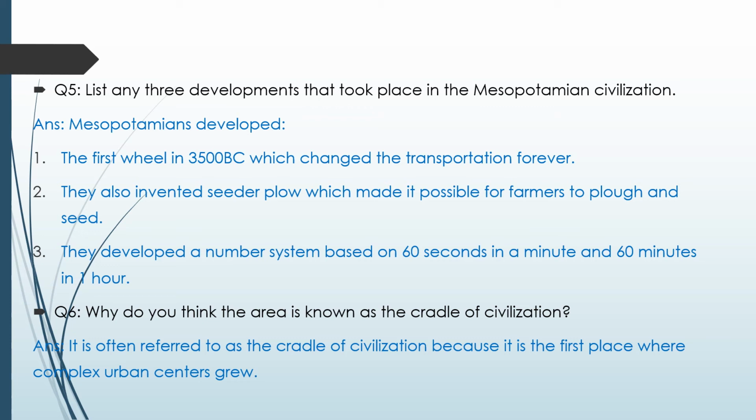Number 2, they also invented the seeder plow, which made it possible for farmers to plow and seed. We all know that when they started learning farming, it was difficult for them to plow the seeds. So they invented a seeder plow, which made it easier and saved a lot of their time so that they can plow and seed. They developed a number system based on 60 seconds in a minute and 60 minutes in 1 hour that we study today.